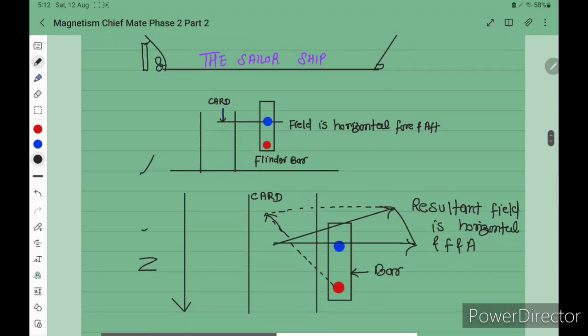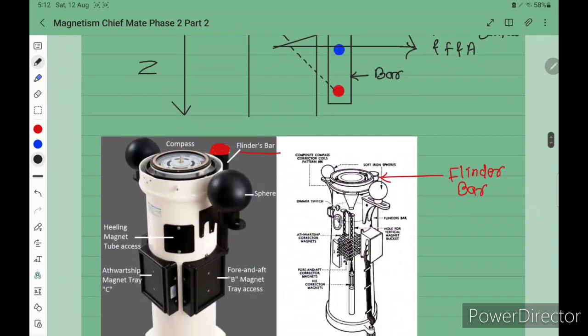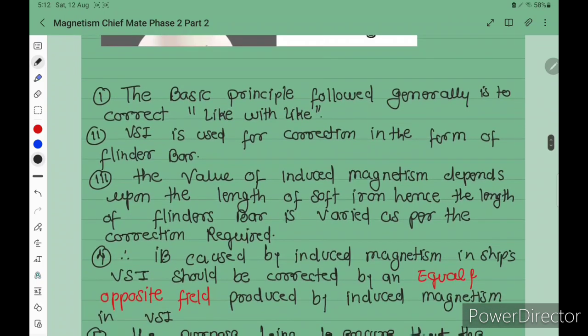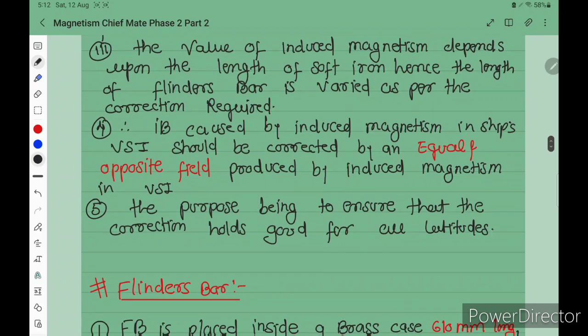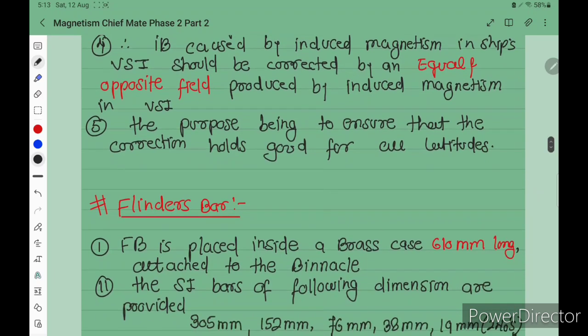These two diagrams we discussed. This is flinder bars, okay, flinder bars where we put these rods. The basic principle followed generally is to correct like with like. Vessel's soft iron is used for correction in the form of flinder bars. So minus IB is corrected with flinder bars. The value of induced magnetism depends upon the length of soft iron strings. The length of the flinder bars is varied as per the correction required. Minus IB caused by induced magnetism in the ship's vertical soft iron should be corrected by an equal and opposite field produced by induced magnetism in vertical soft iron. The purpose being to ensure that the correction holds good for all latitudes.